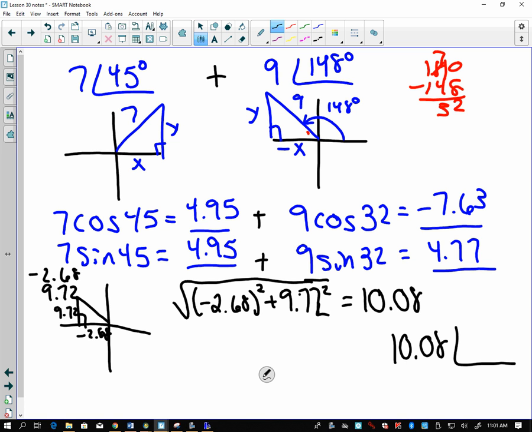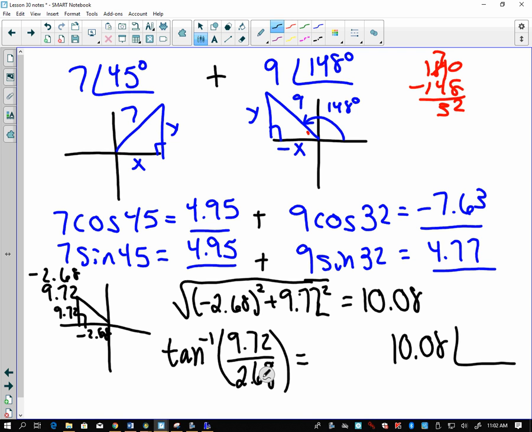Now we just need the degrees. The degrees are, we're going to use inverse tangent. Okay, 9.72 over 2.68. Remember, it doesn't know which quadrant you're in, so no. You don't put the negative in for the 2.68. What do you get? Do you get something like 74.59?